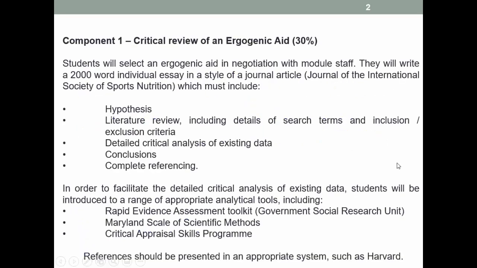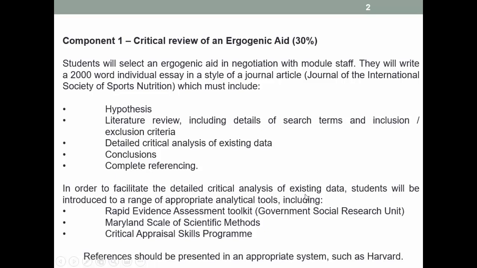Okay, moving on. This is the assessment. You'll need to do a number of things, including have a hypothesis for what you do, and we'll talk about that a little bit later. We'll talk about literature review, including search terms, inclusion, exclusion criteria. We'll probably look at detailed analysis a bit later on. You'll need referencing, of course.